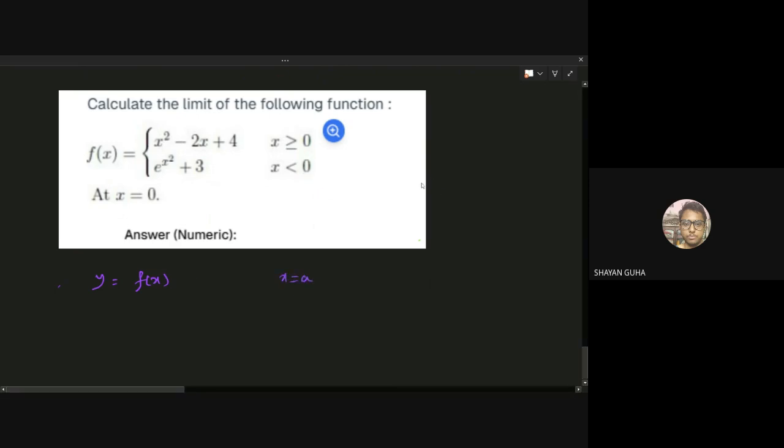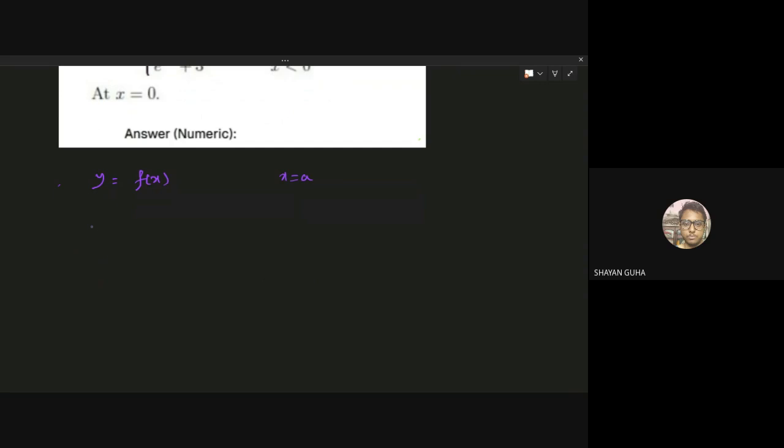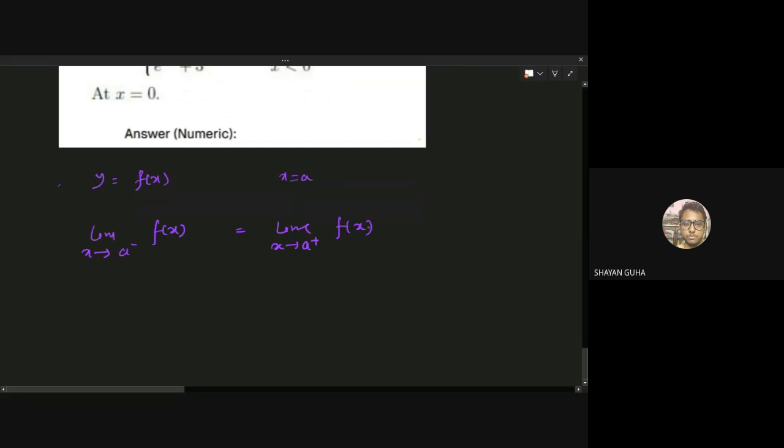The definition of a limit is, I have to check that both the left hand limit and my right hand limit exist and both the values are equal. Exist means the value of this limit should be finite first of all, and both the left hand and right hand limit should be equal. If this happens, we can say that the function has a limit at a point x equal to a.